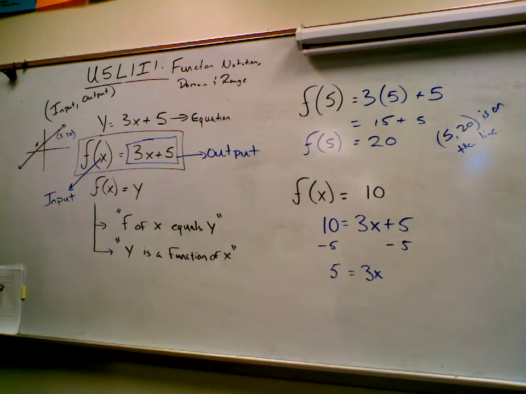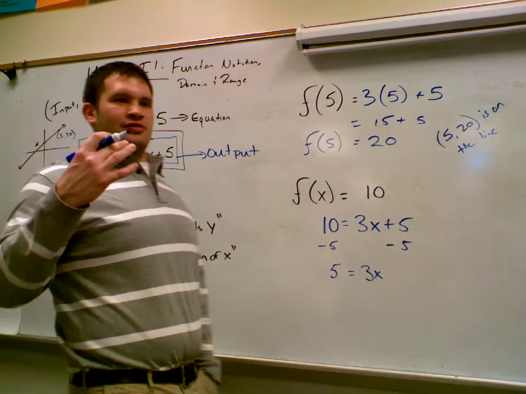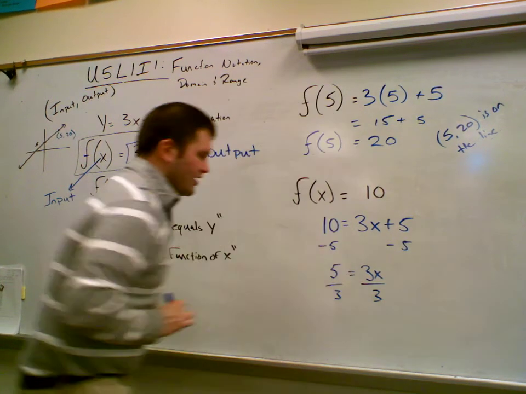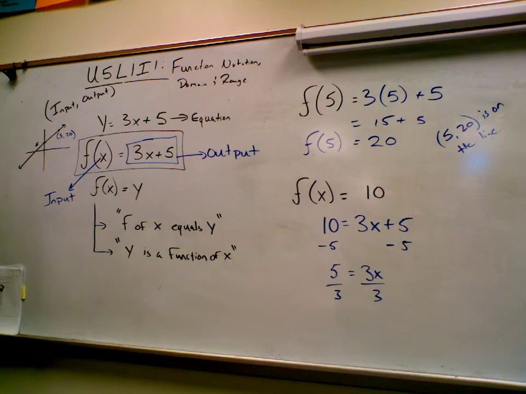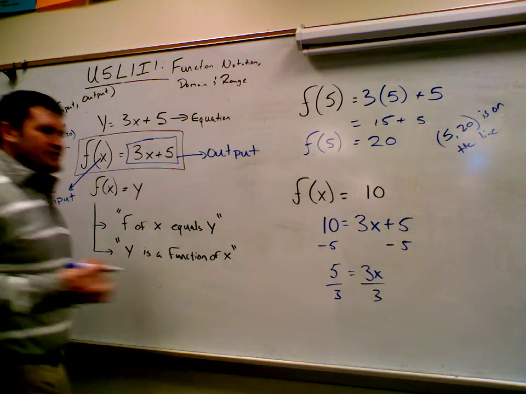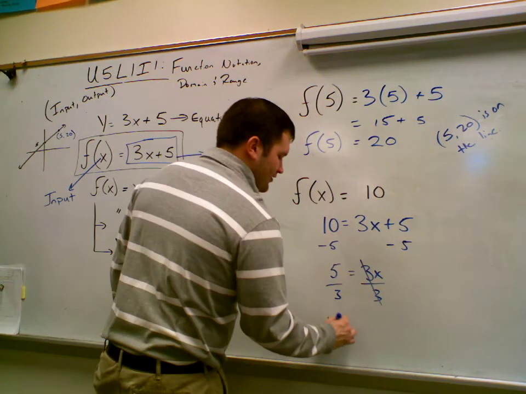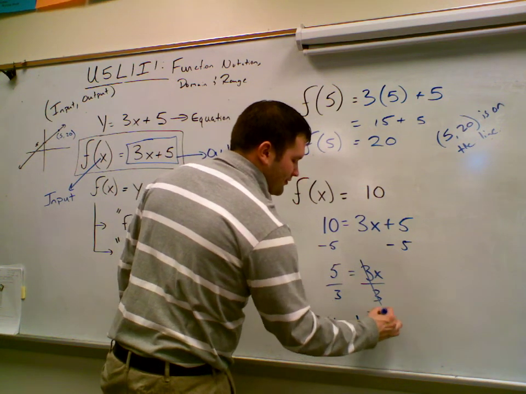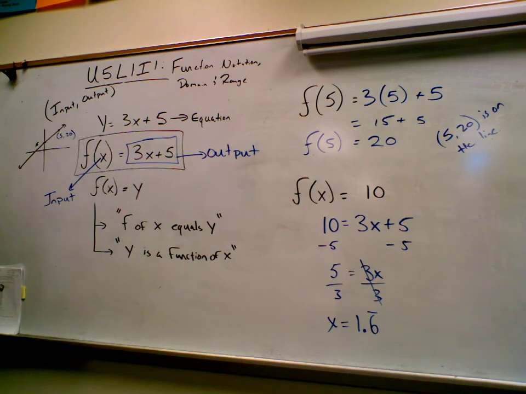So now what do I do? 5 equals 3x. What do I do now? Divide by 3. Good. Serena, pay attention up here. Stop talking to Alyssa. 5 divided by 3. You guys all have calculators. You can figure this out. 1.6 repeating. Okay. Yes, we can get decimals.